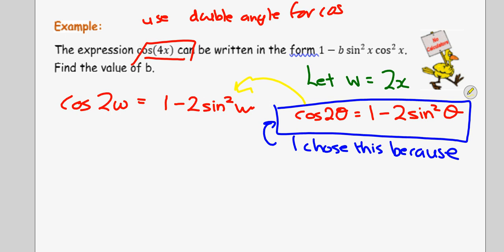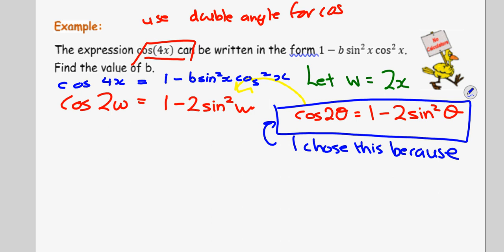So what I did first of all, I wrote that thing equals that thing above it. I actually wrote the problem out to make it more obvious to start with. I just wrote cos 4x equals that thing: 1 minus b sine squared x cos squared x.